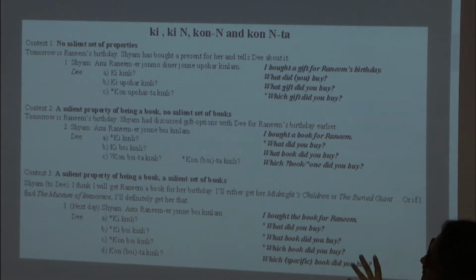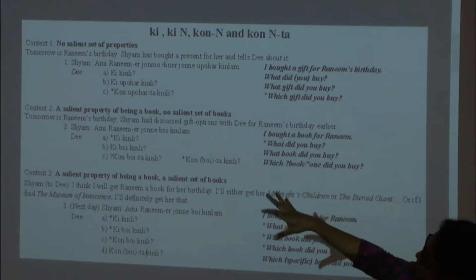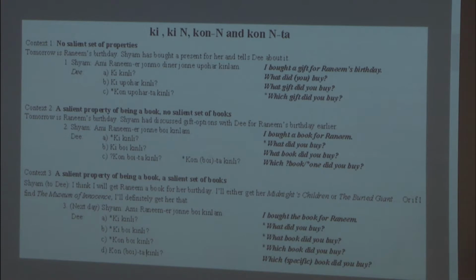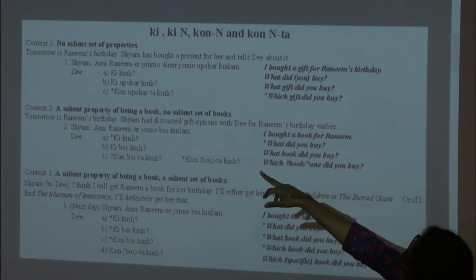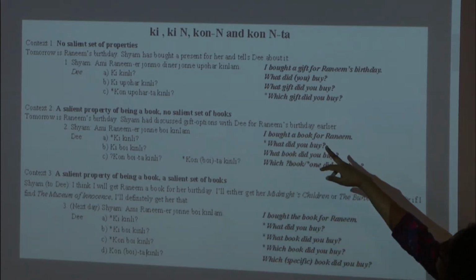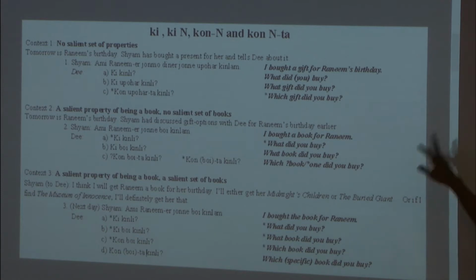The first is a context where you have no salient set of properties. Tomorrow is Raneen's birthday and Sham has bought a present for her and tells Dee about it. So the present can have any property. Sham says, Ami Ronimer Jonno, Jonmodiner Jonne, Upohar Kinla. I bought a gift for Raneen's birthday, and you can ask, what did you buy? You can ask, what gift did you buy? But you can't ask, which gift did you buy, with the classifier.